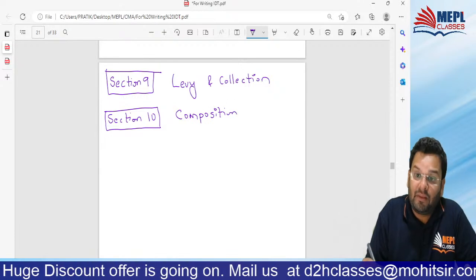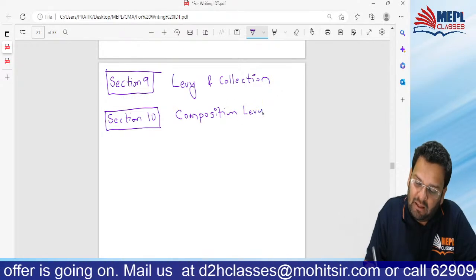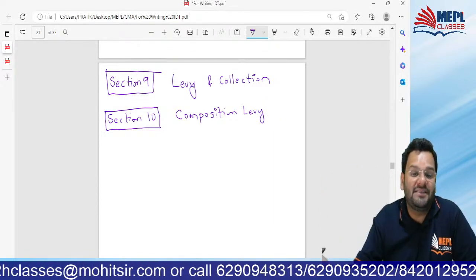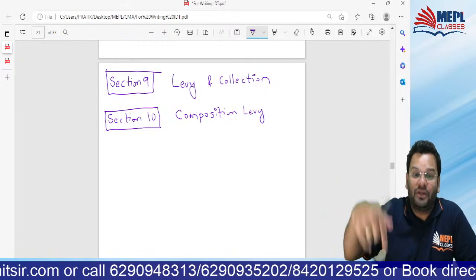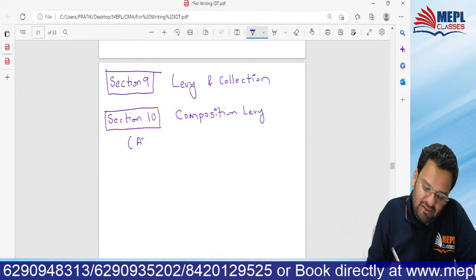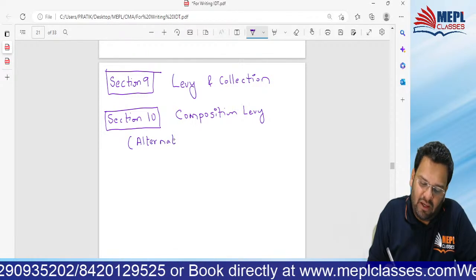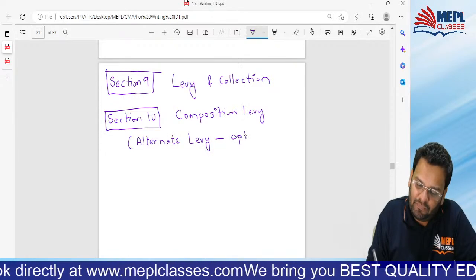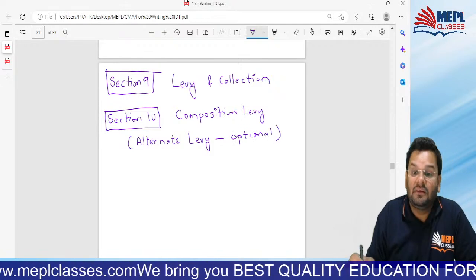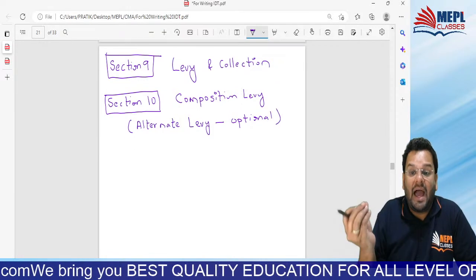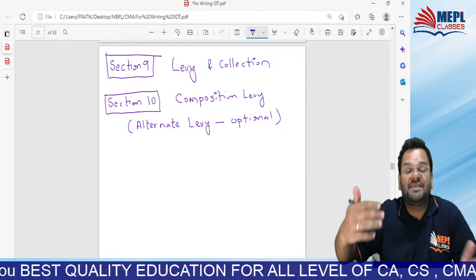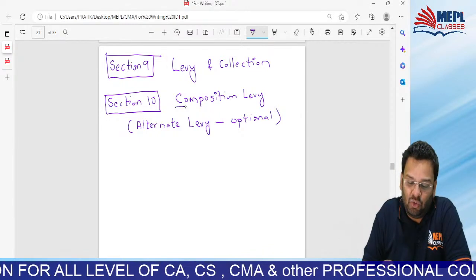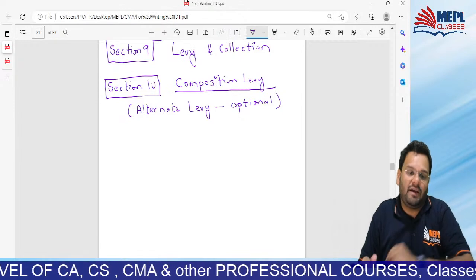I hope guys that you're taking it systematically in your notebook. Okay, because as we go ahead in the syllabus, you will understand the importance of today's session. So this is an alternate levy, and this levy is optional. It means sometimes, as a supplier, I don't have to pay GST as per normal provisions. So in that case, the option is given to me to go under this composition levy.